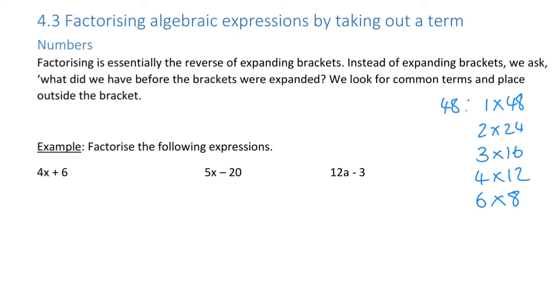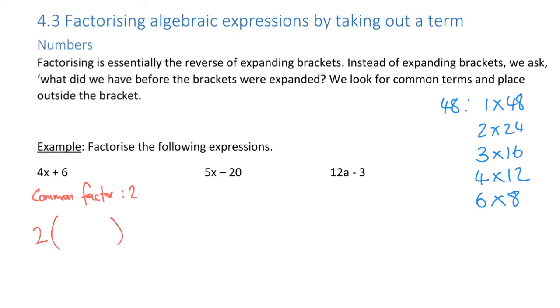And the same is true for algebra and algebraic expressions. So what we need to do is think of terms that multiply together to give 4x plus 6 or 5x minus 20 or whatever the expression happens to be. And the way we do that is to look for common factors, so either letters or numbers or a combination of them that will divide into each term. So in 4x plus 6, hopefully we can see that 4 and 6 have a common factor of 2. So we can put a 2 outside of a bracket.